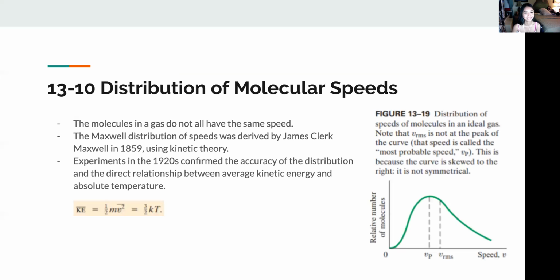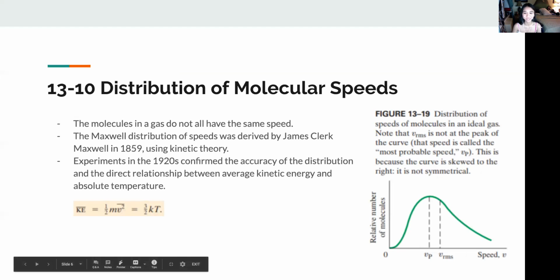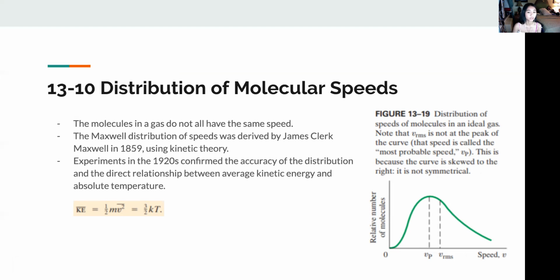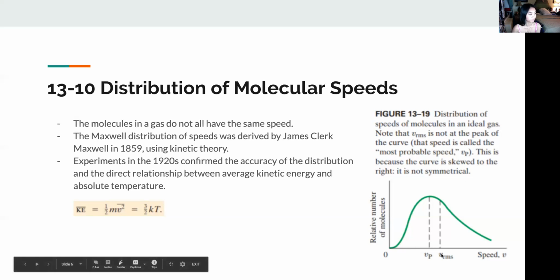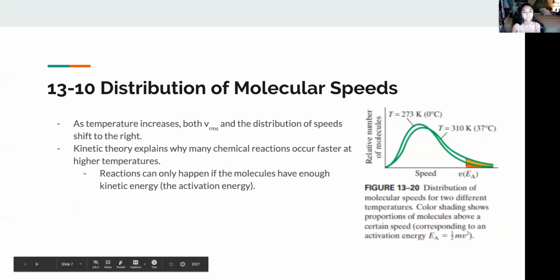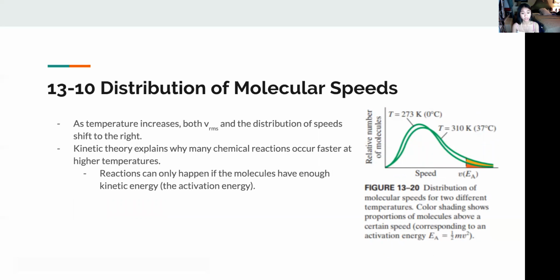All right. As said earlier, the molecules will be moving at random directions and velocities, so they do not have the same speed. This graph here shows the distribution of speeds of molecules in a gas, which is called the Maxwell distribution of speeds. It is important to note that the most probable speed located at the peak of the graph is not the root mean squared, RMS, speed. So as you can see here, the root mean squared is to the right of the most probable speed.